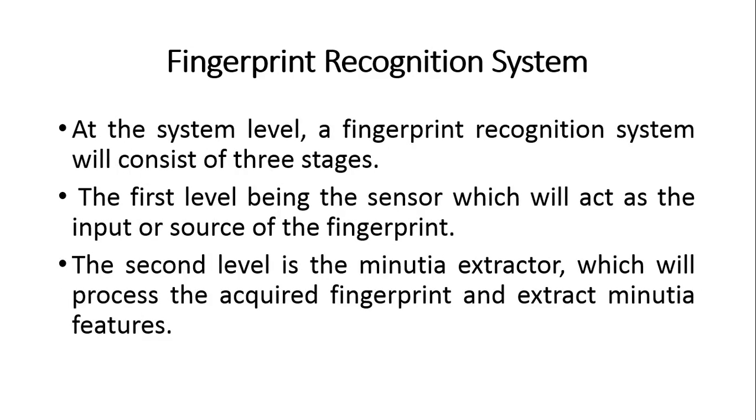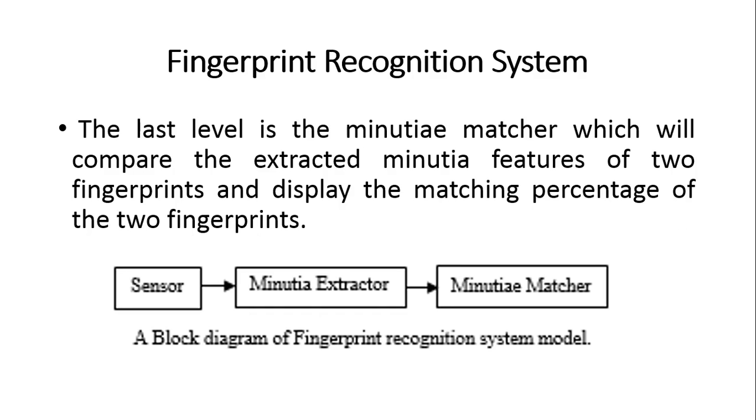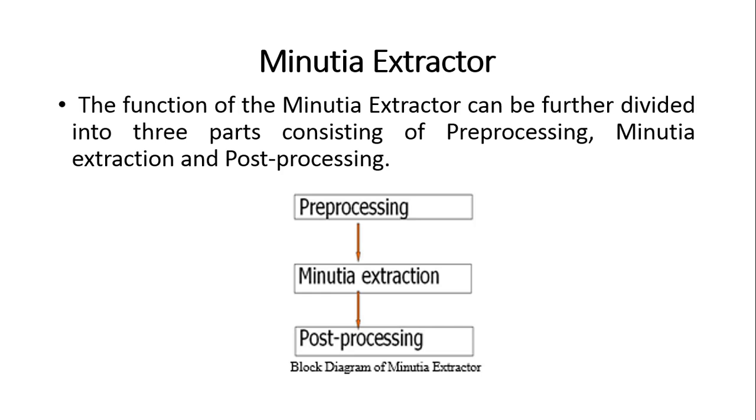At the system level, a fingerprint system has three stages. The first level is the sensor, which acts as the input. The second level is the minutia extractor, which processes the acquired fingerprint and extracts minutia features. The last level is the minutia matcher, which will match two fingerprints and display a matching percentage between the two fingerprints. A block diagram of the fingerprint recognition model is shown here.